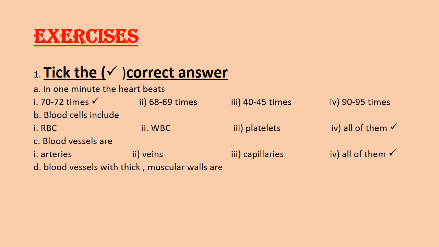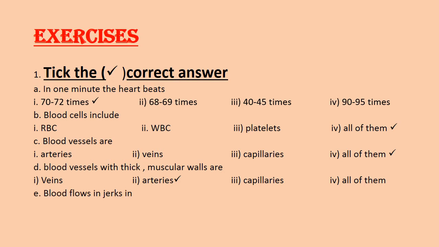Part D, blood vessels with thick muscular walls are arteries. So tick arteries. Part E, blood flows in jerks in veins, arteries, capillaries or all of them. So the correct answer is arteries.